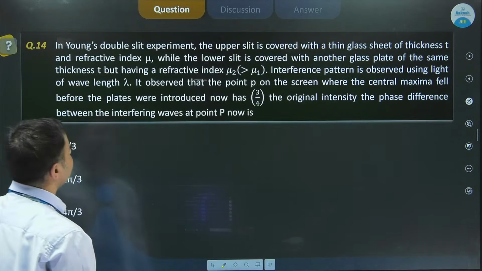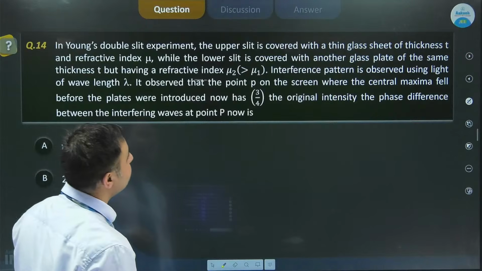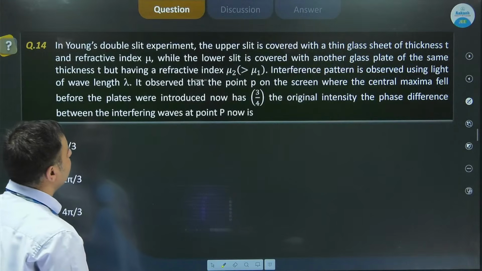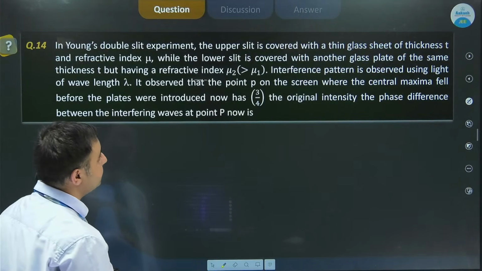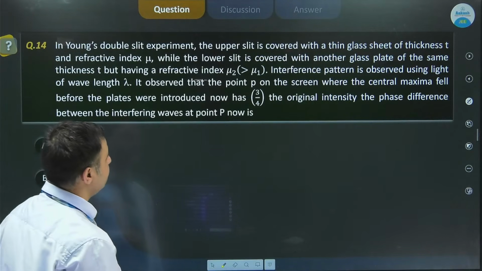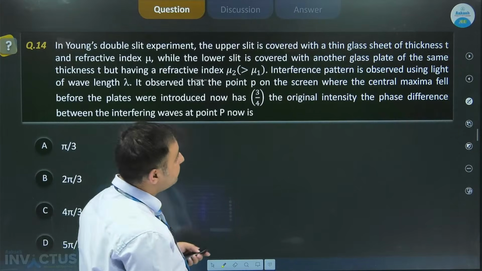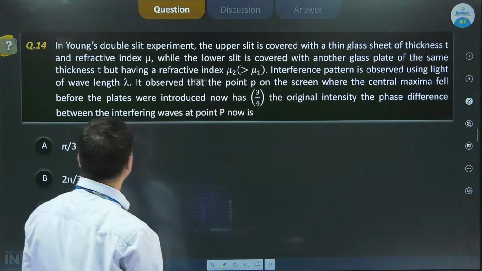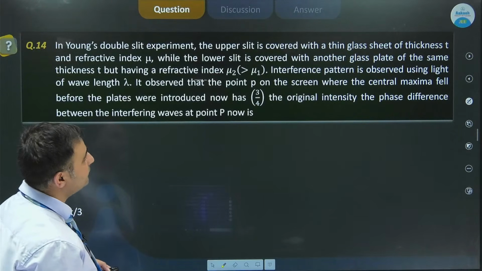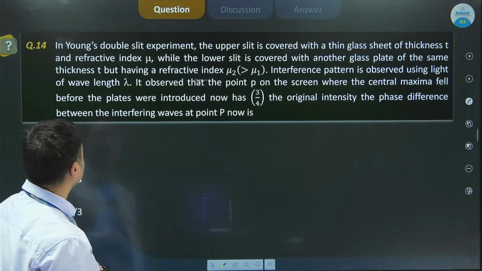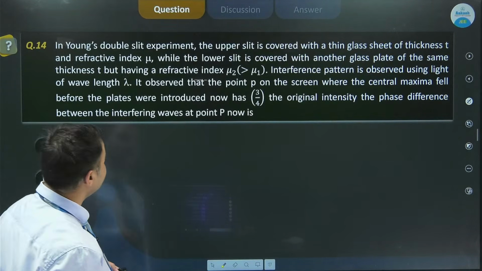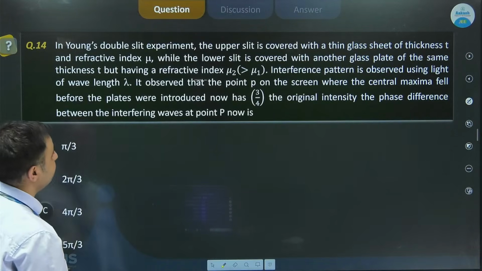In Young's double slit experiment, the upper slit is covered with a thin glass sheet of thickness t and refractive index mu1, while the lower slit is covered with another glass plate of the same thickness t but having a refractive index mu2, and mu2 is greater than mu1. Interference pattern is observed using light of wavelength lambda. It is observed that point P on the screen where the central maxima fell before the plates were introduced now has 3/4 the original intensity. The phase difference between the interfering waves at the point P?